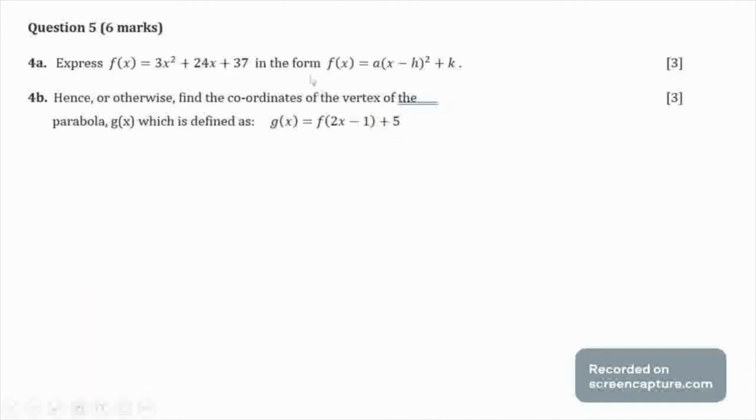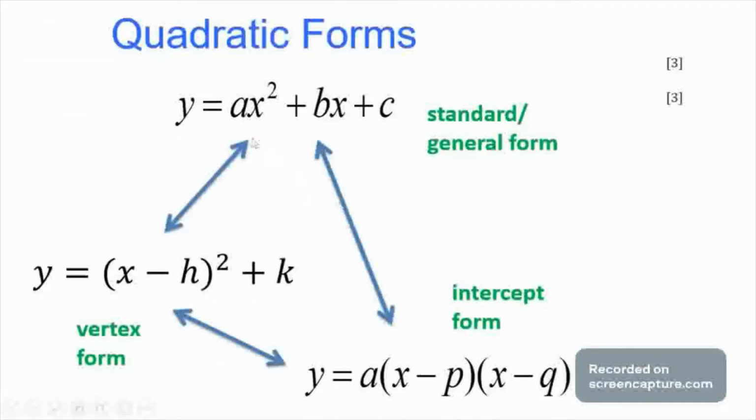Okay, next question. Express this function in this form. This is a very common IB question. This is one form of a quadratic. This is standard form. And this is vertex form. So let's remind ourselves of the forms. This is standard form when we see the a, b, c values. This is vertex form, which we looked at already in another problem. This is intercept form or factored form. We can go back and forth between the different forms. Right now, this question is asking you to go from standard form to vertex form.